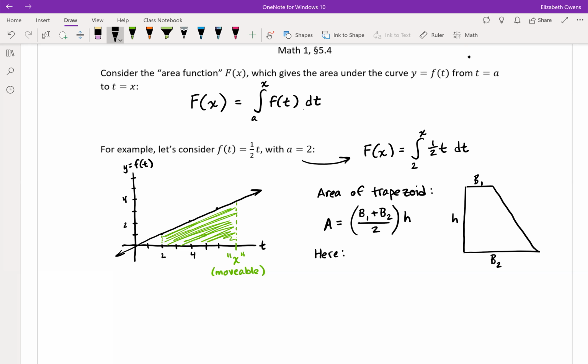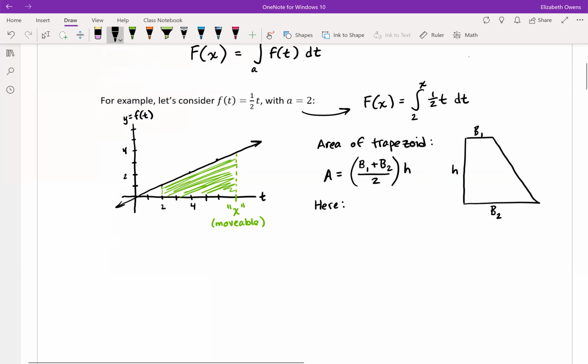And here in our picture, we can find what those bases and that height would be. So here, base 1 would be this little guy right here, getting that top base there. The length of that base, since this is the 2 there, our a value, the length of that base is just 1 unit. So B1 equals 1.